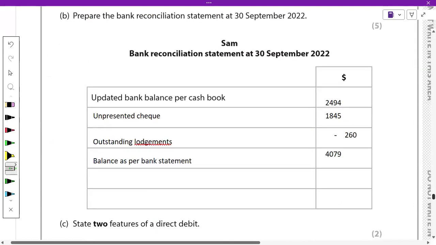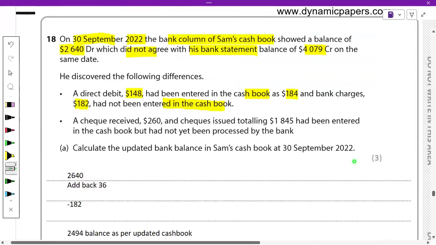Now we are going to make the bank reconciliation statement. First of all, let's see the second adjustment. A check received 260 and checks issued. A check received 260 means that this is the uncredited check, and checks issued totaling 1845 had been entered in the cash book but had not yet been processed by the bank. So this is basically our unpresented check, and this is our uncredited check, because we received the check which is $260.